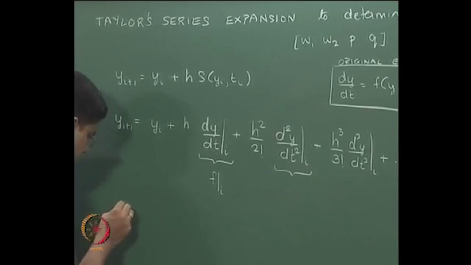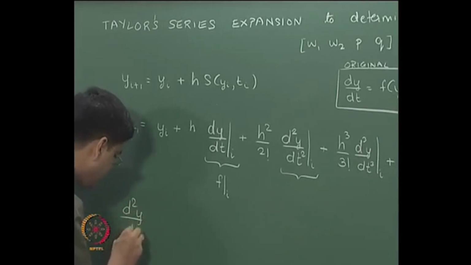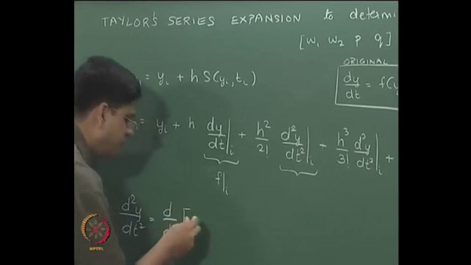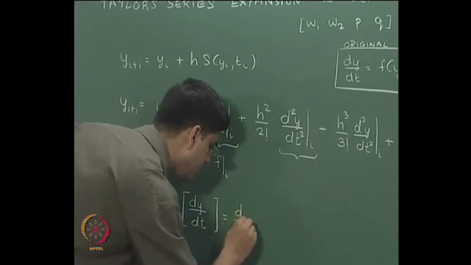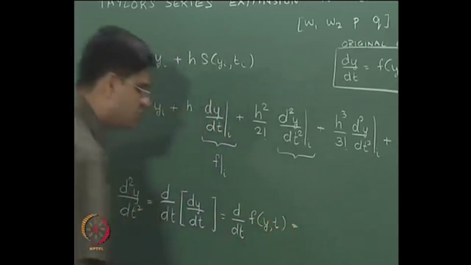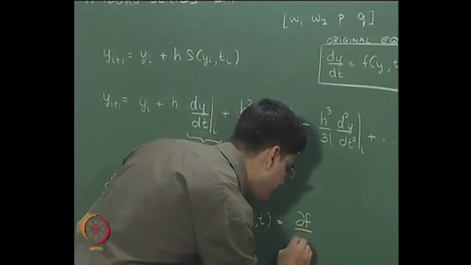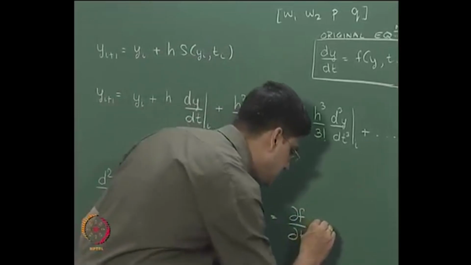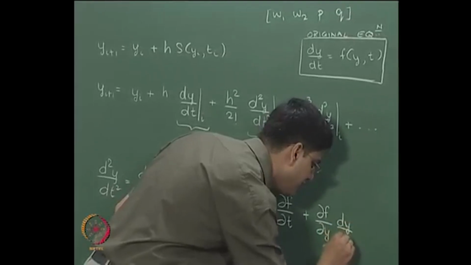using differentiation, the chain rule. So we will have d squared y by dt squared. The chain rule that we will implement is going to be d by dt of dy by dt, or that is going to be d by dt of f of y comma t, which is going to be nothing but dou f by dou t multiplied by dt by dt, and dt by dt is 1, plus dou f by dou y dy by dt.